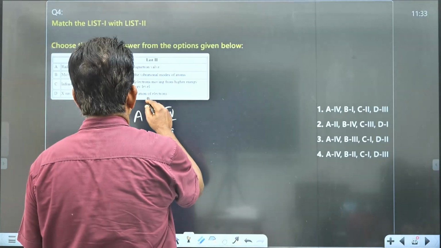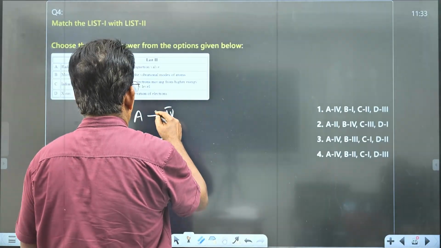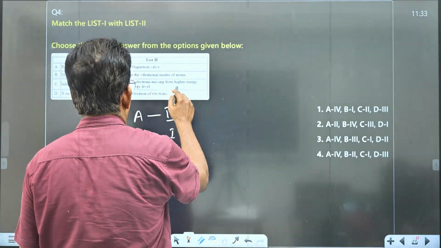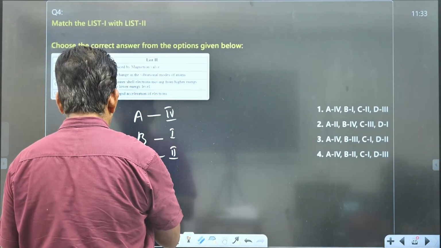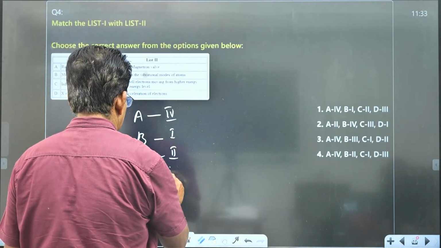Due to the transition, electrons move from a higher energy level to a lower energy level. So we can find the answer matching option 3.